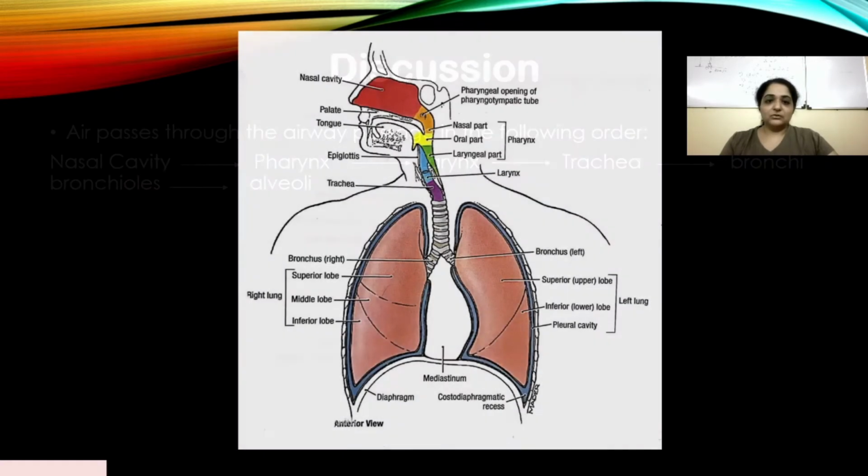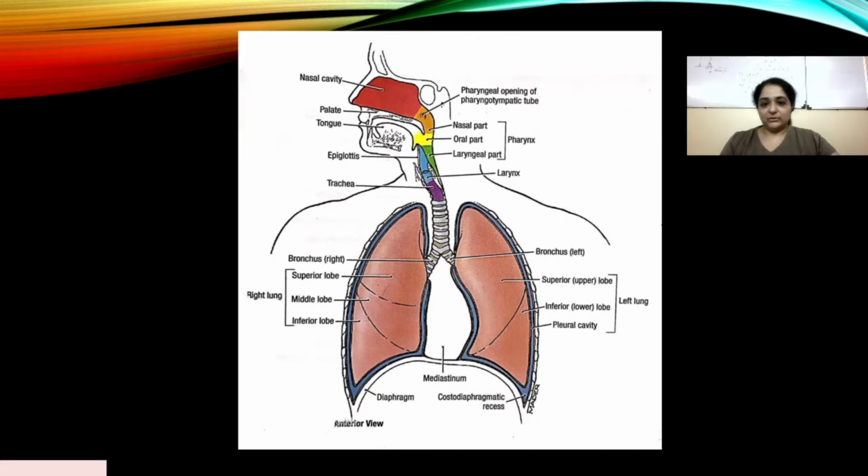Also, this is a diagrammatic representation. So you have a nasal cavity here, you have a pharynx here, and air is moving down through the larynx, then through the trachea, then you have your bronchus left and right, and then it moves inside. You can't see the bronchioles inside, but they are there. Bronchus and then bronchioles and then alveoli. So this is how the respiratory passageway is present in mammals. This is human. Alright, let's move on to the next question.